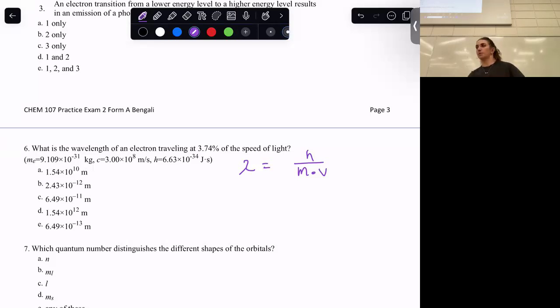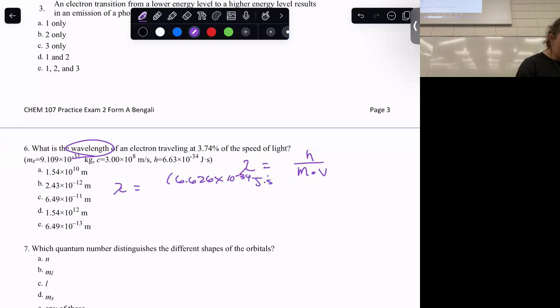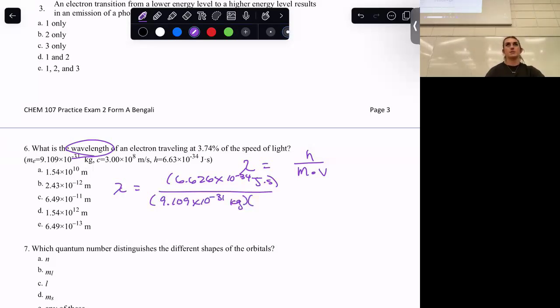Yep, let me finish this question first. So when we have the de Broglie wavelength, we're given h as a constant, and we're solving for the wavelength, that's lambda. We're given 6.626 times 10 to the negative 34. We're given a mass, that's the mass of the electron. And how do we find the velocity? Yep, we need to take the percentage and multiply it by the speed of light. I don't remember what that is.